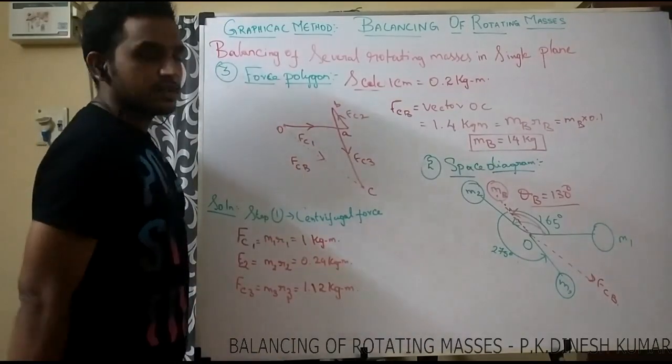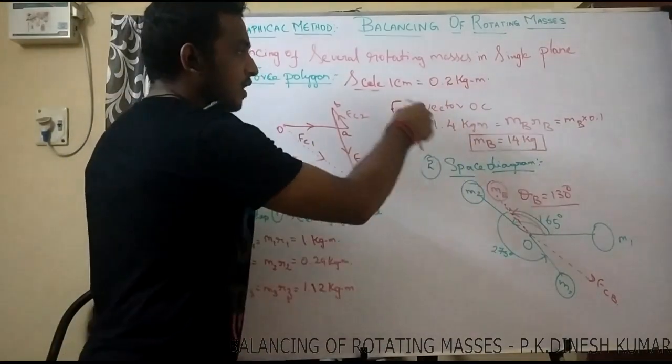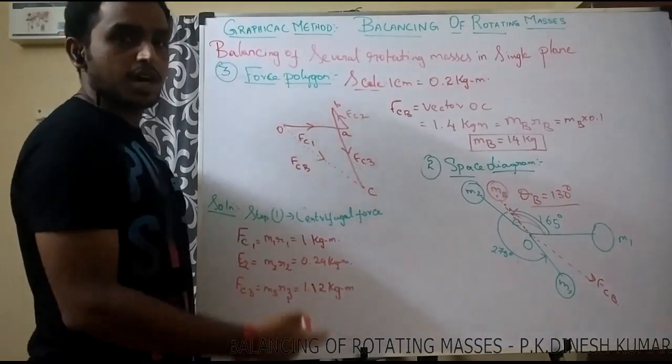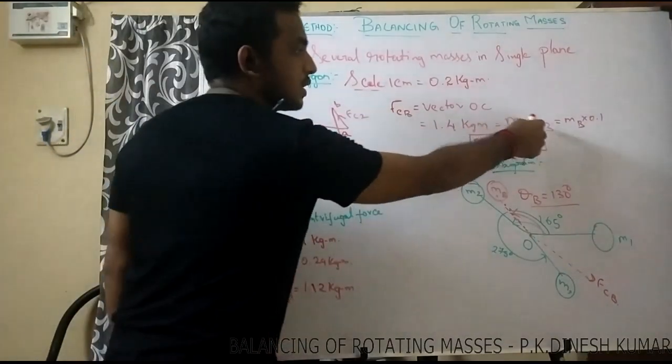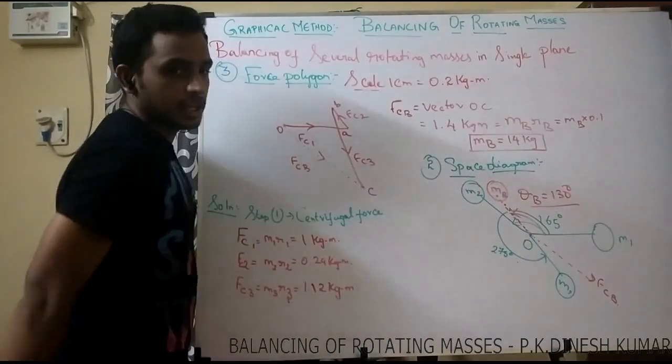That balancing mass force vector will be equal to the vector that has been possessed. We know that FCB is equal to MB into RB. We know the centrifugal force is equal to the product of mass and the radial distance. So FCB is equal to MB into 0.1. So MB is equal to 14 kg, we are getting.